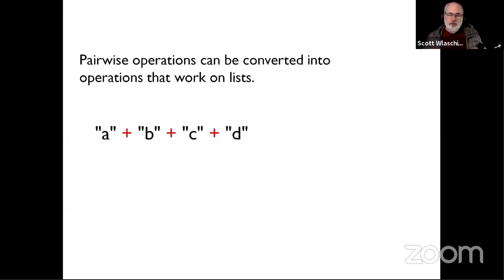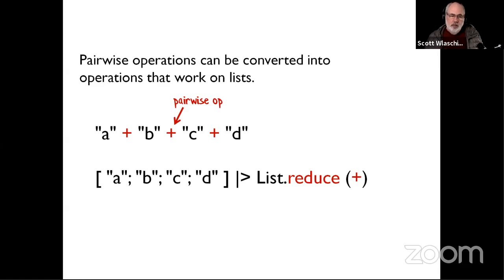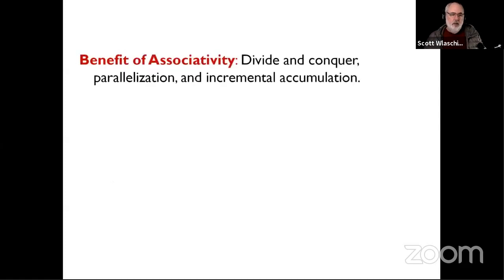Or if I have a bunch of strings, a list of strings, and I have a way of combining them pairwise, two at a time, I can reduce the entire list using the same operation. So I can work on lists rather than individual items, okay? Now, that's the benefit of this combining thing.